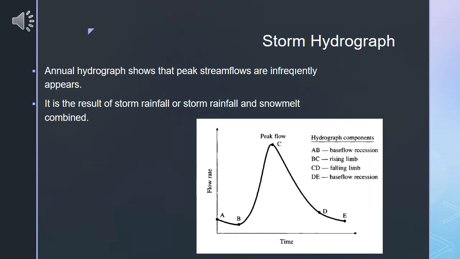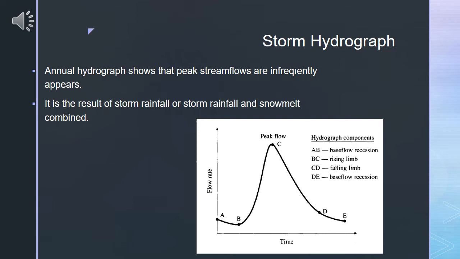But we mostly concentrate on the storm hydrograph. The annual hydrograph shows that the peak stream flows appear infrequently. They are the result of storm rainfall or snowmelt combined. So here we have an example of a storm hydrograph.